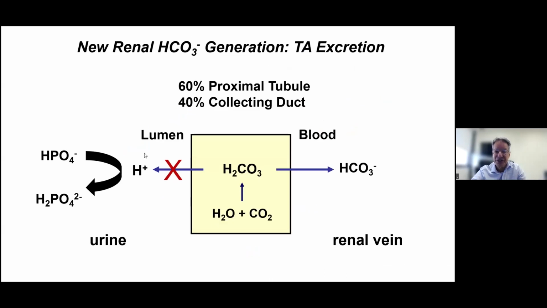And the second process is because of the inability to secrete protons, creating H2PO4 from HPO4, you don't generate a new bicarbonate each time you secrete a proton from carbonic acid. And therefore, you can't send more new bicarbonate in this process into the blood. And again, 60% of this occurs. This whole process is called titratable acid generation and then ultimately excretion. 60% of this is a proximal tubule event, 40% in the collecting duct.